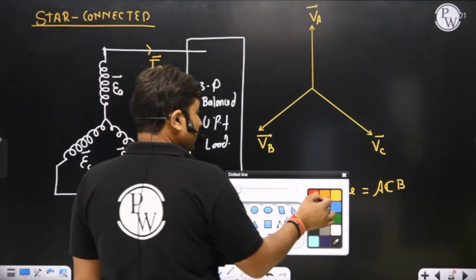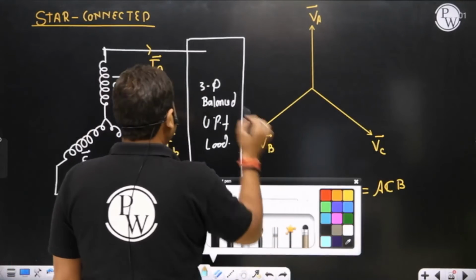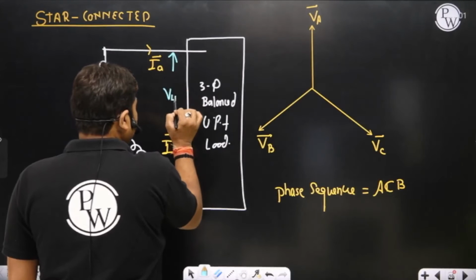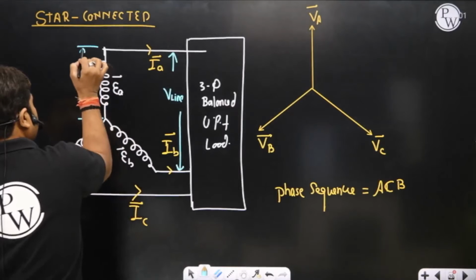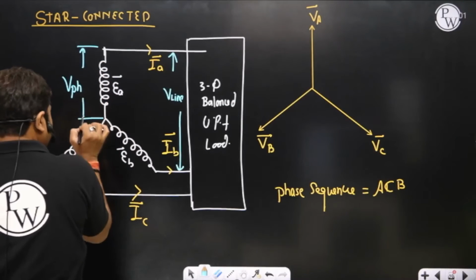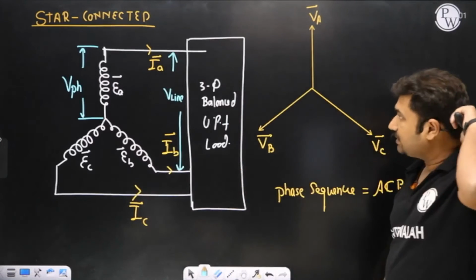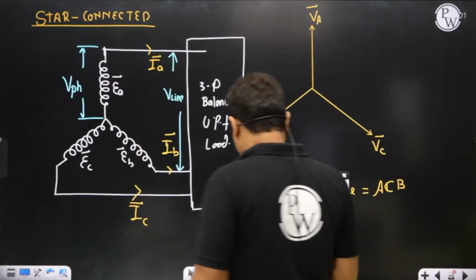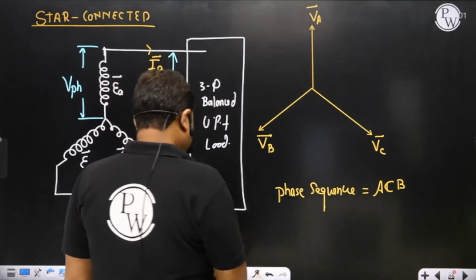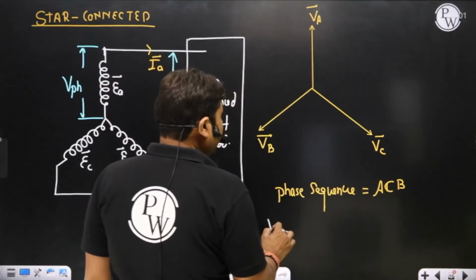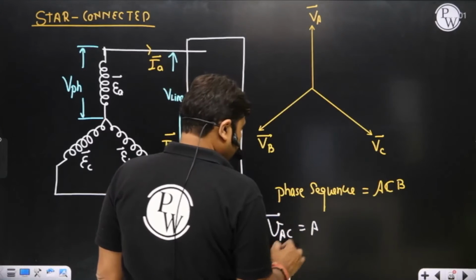I am interested in calculating the line to line voltage. The voltage that appears across the windings is called the phase voltage, and the voltage across line to line is called the line voltage. So this voltage is the phase voltage and this voltage is the line voltage. Is it okay? Yes, sir. How do we calculate the line to line voltage? I am interested in calculating VAC. What is the value of VAC, sir? VA minus VC.